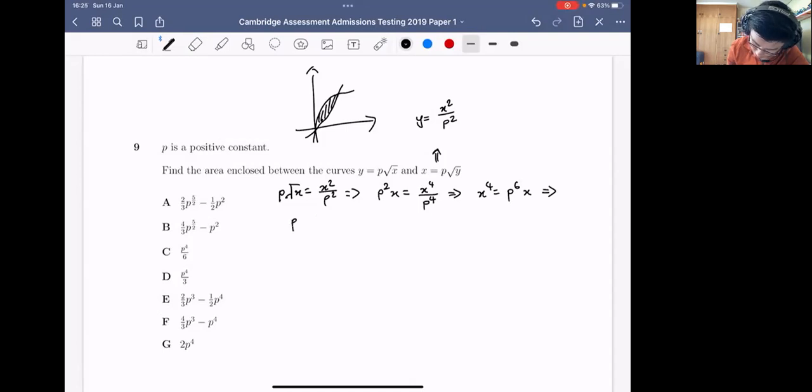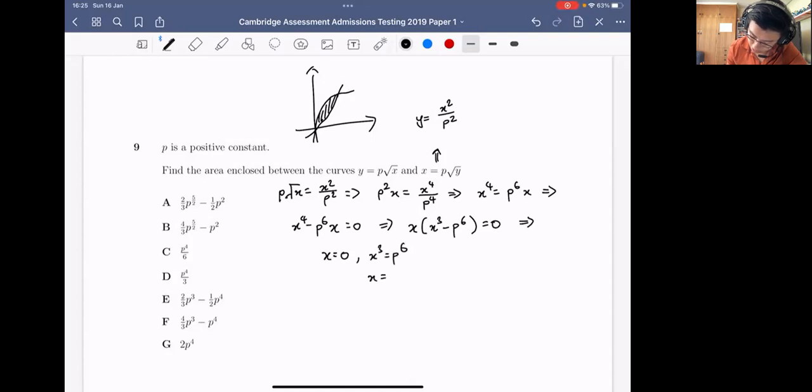So p to the x to the 4 minus p to the 6x equals 0. So that x cubed minus p to the 6 is 0. And then either x is 0 or x cubed equals p to the 6, or x is equal to p squared. So that means this is 0, and whatever this is p squared.